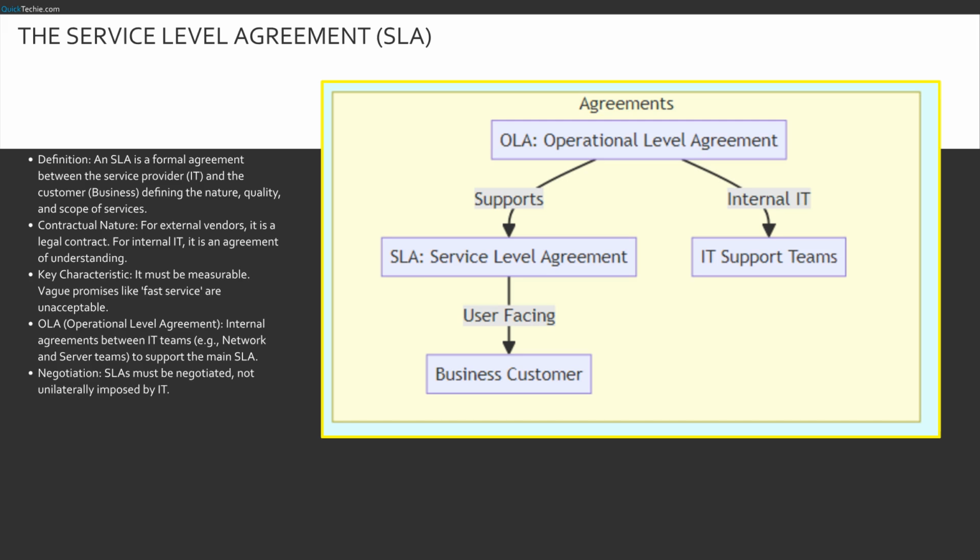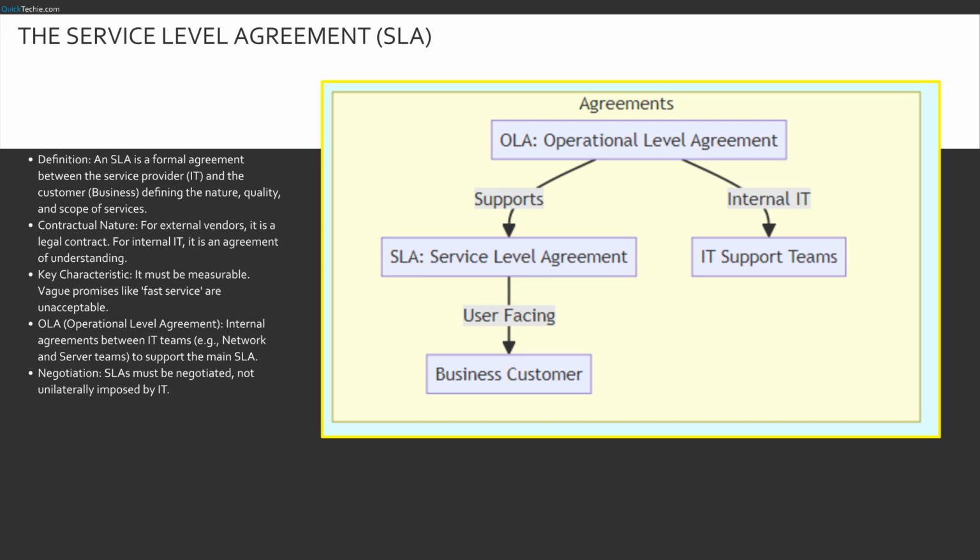It's also important to distinguish the SLA from the OLA, or Operational Level Agreement. While the SLA is user-facing, the OLA is internal to IT. It's how the network team promises the server team they will keep the pipes open so the server team can meet the SLA for the users. Remember, an SLA should be negotiated with the customer, not just published by IT.